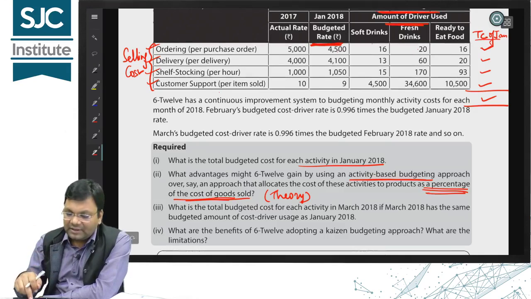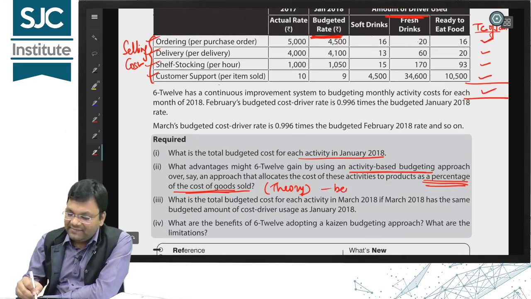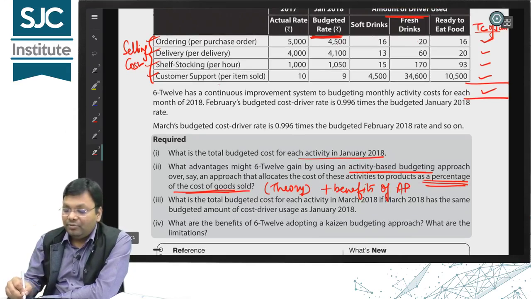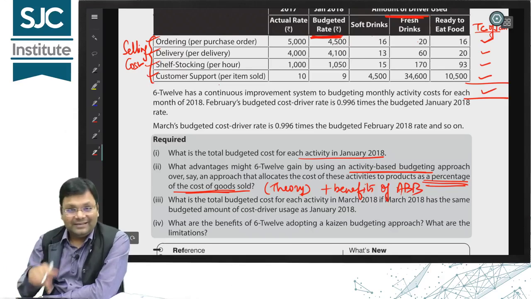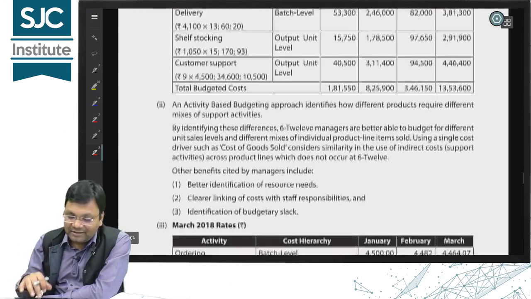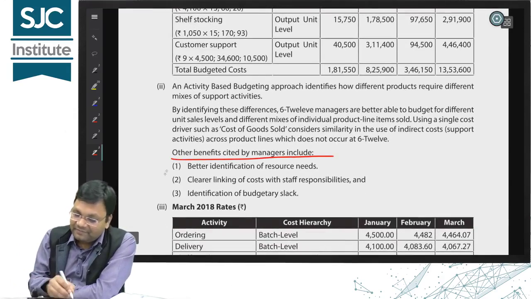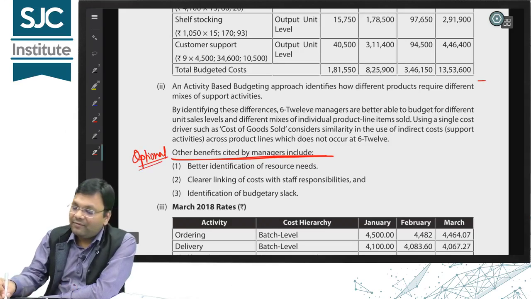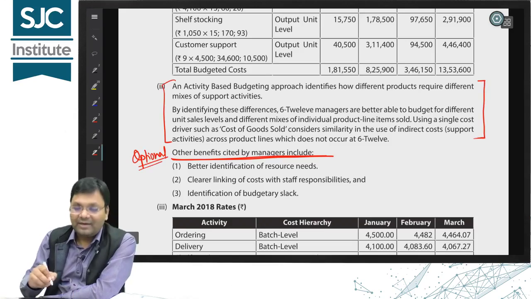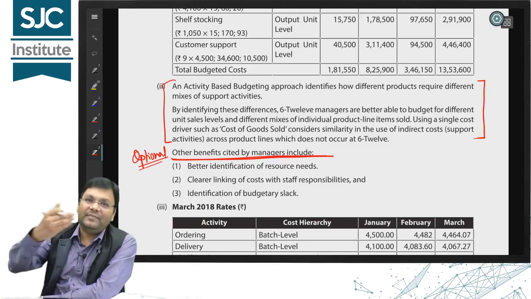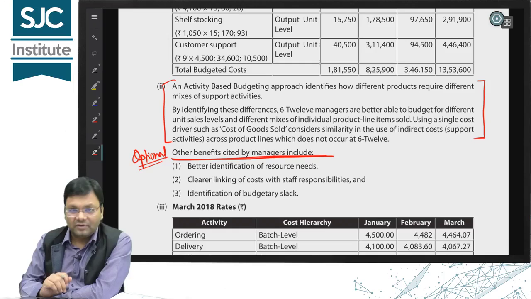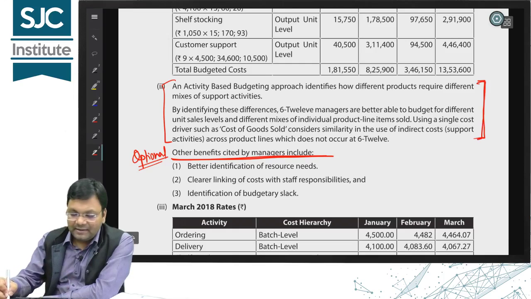And moreover, you can write about the benefits of ABB, which is optional. You may not write, but in the answer given here, you will see that they are giving you the other benefits of activity based budgeting, which is optional, because you can always conclude just by what is asked in the question. What is asked in the question is to comment activity based budgeting in comparison with cost of goods sold. So that is written well here.